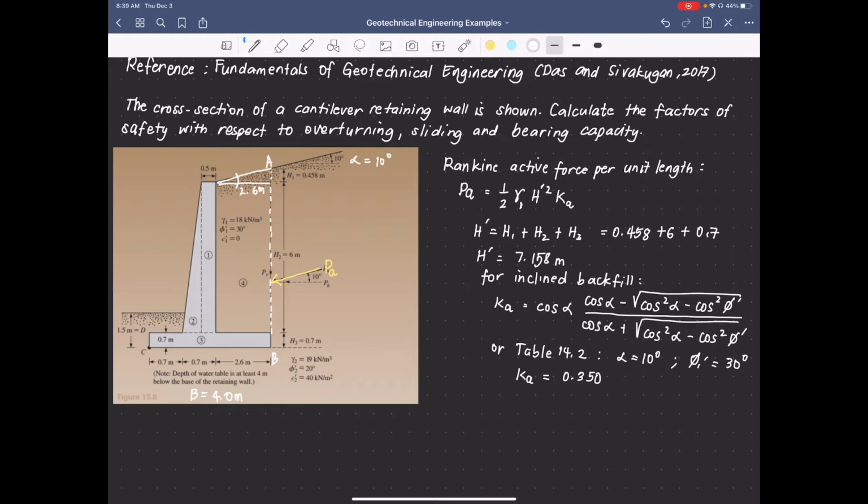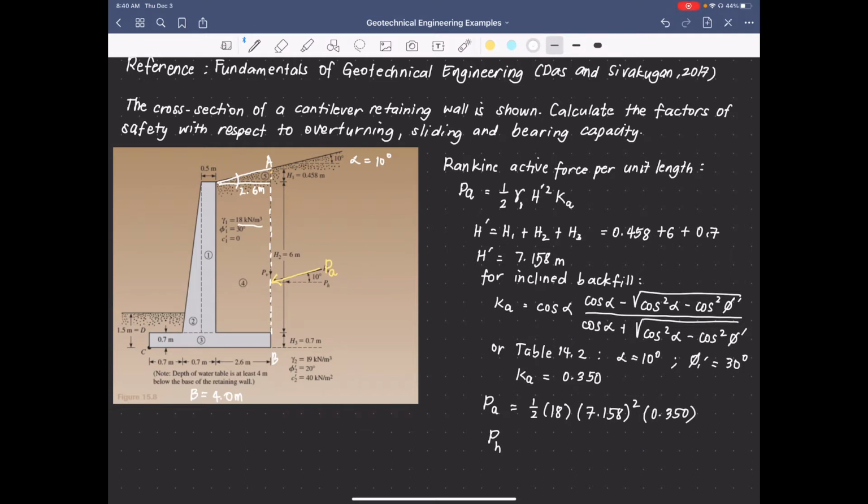Now we already have H prime, we have Ka, the angle of friction is given, so we can now solve for the active force per unit length, which is equivalent to 1/2 of unit weight 1, which is here, that is 18, multiplied by H prime, which is 7.158 square, and Ka of 0.350.